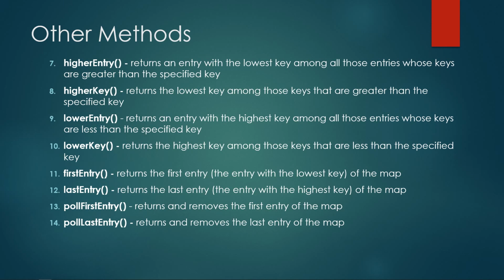Next we have the first entry method. This returns the first entry, the entry with the lowest key of the map. Next we have the last entry method. This returns the last entry, the entry with the highest key of the map. Next we have poll first and poll last entry. This returns and removes the first and last entry of the map accordingly.